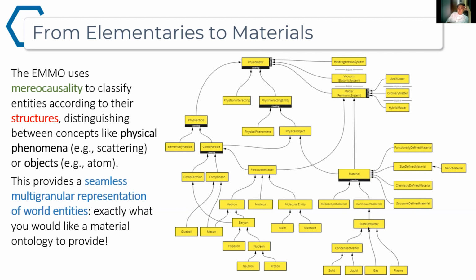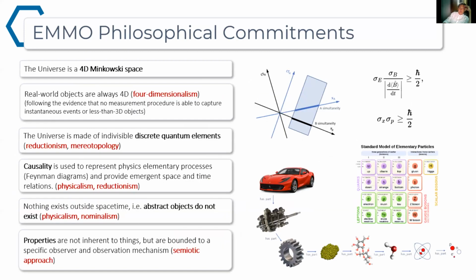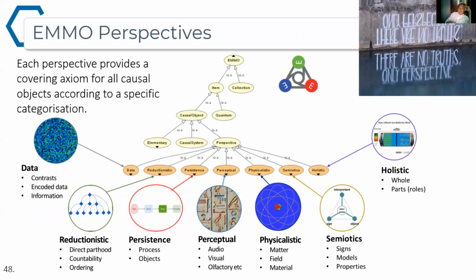But all of these classes are defined using axioms that connect these entities with a more fundamental theory. Let me skip through this. In the EMMO, we also wanted to apply this ontology to macro concepts and to concepts that are not strictly related to physics.